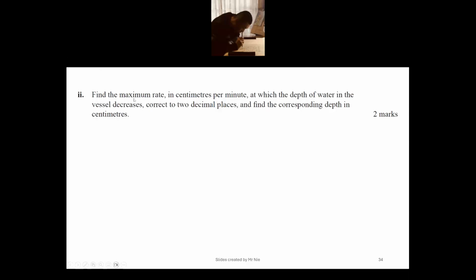The next thing is find the maximum rate in centimeters per minute at which the depth of water in the vessel decreases. So it's asking for the maximum rate of decrease. Well, it's a bit tongue twisting, but what I want to say is you can't decrease something by a negative rate. That means you are finding the lowest negative rate, and then take the magnitude. So this was the purpose of the question. And you need to find the corresponding depth in centimeters.